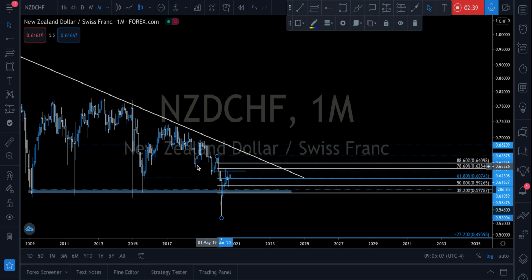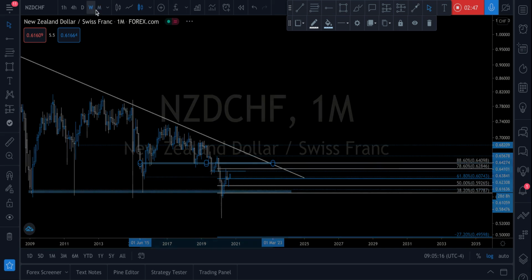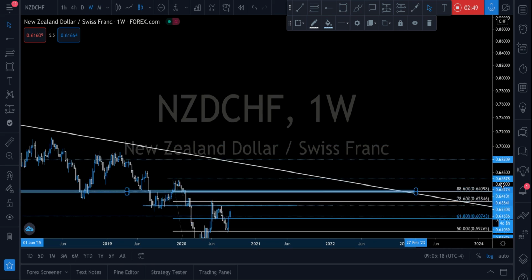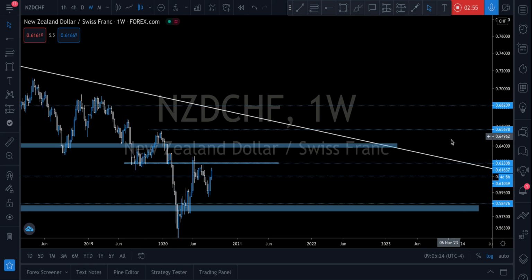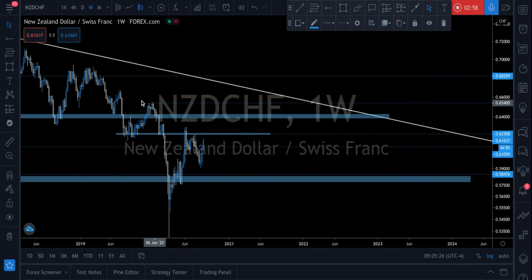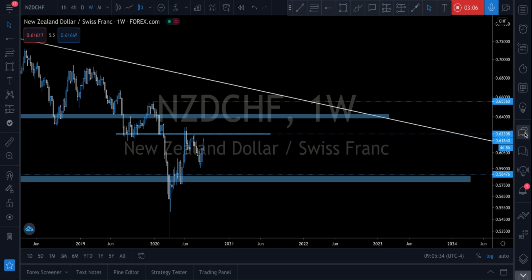Perfect. So we got our areas of structure lined up, and I'm just going to quickly look over to this side because this area does have more significance. And then we're going to go into the weekly time frame. Let's pull this up. I'm going to delete this real quick. And as always, we're just going to start deleting some of these unnecessary lines that aren't necessarily relevant to us at the moment.